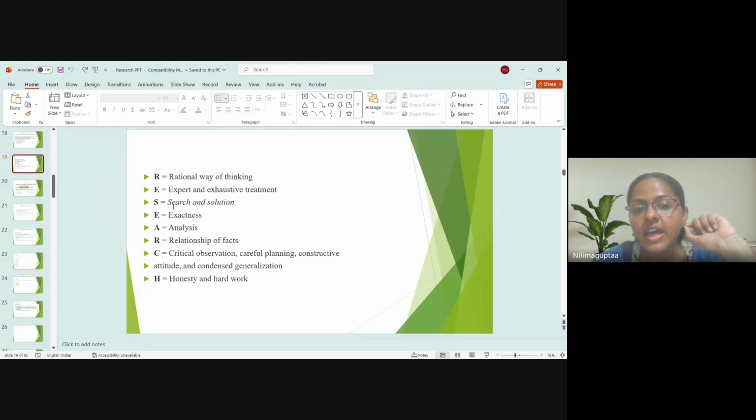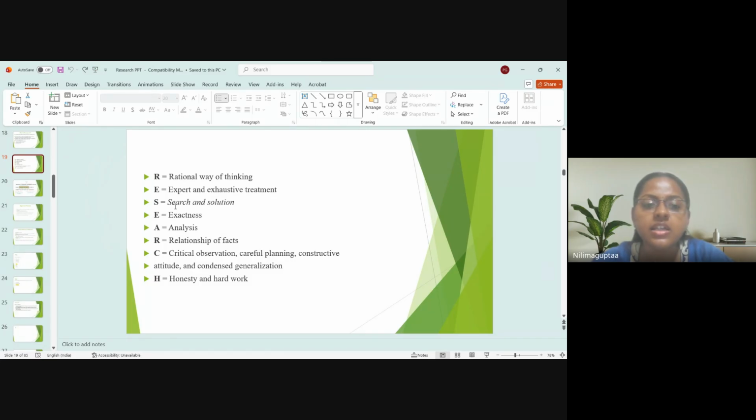And the S means that first thing we are searching something, and the work of the research does not just stop at searching something. Whenever we do a research, we need to provide a solution. If we fail to provide a solution, the research is always incomplete in that particular case.